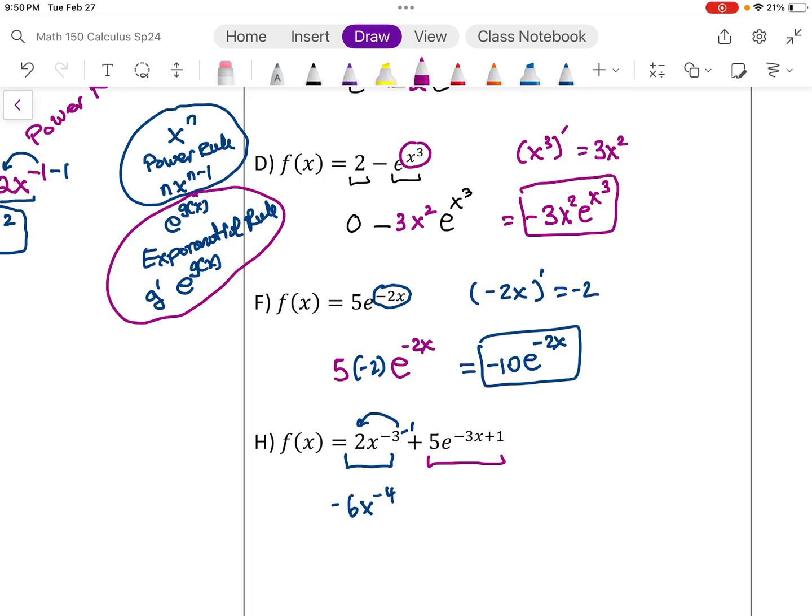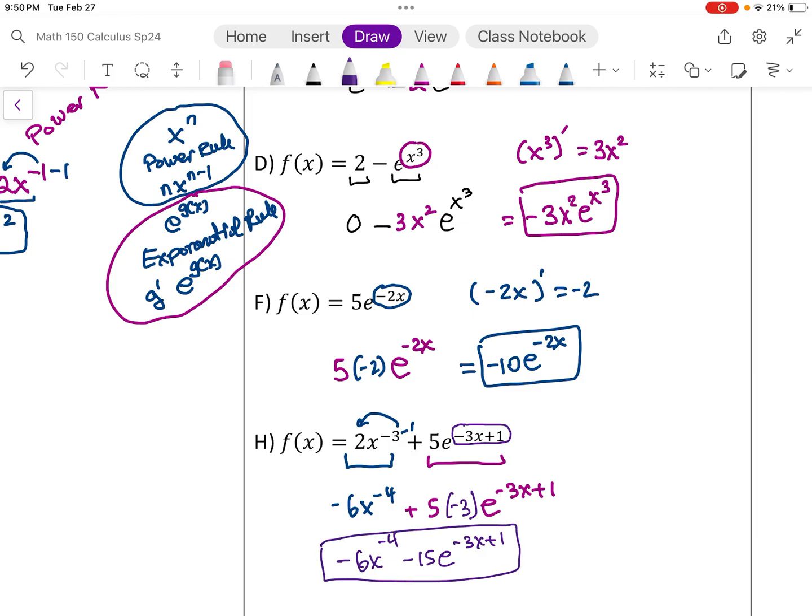Okay. On to the exponential part. We're going to copy this down exactly. We have 5 e to the negative 3x plus 1. I left a gap there because I'm going to fill it in with the derivative of the exponent. Derivative of negative 3x plus 1 is negative 3. Okay, so we have negative 6x to the minus 4 minus 15 e to the negative 3x plus 1. Like this. Okay.